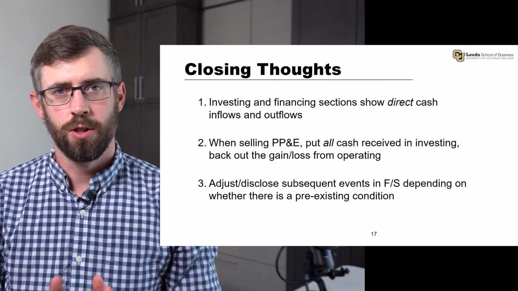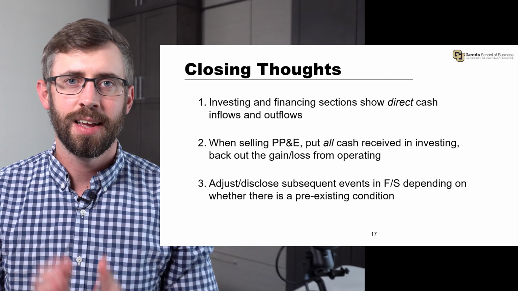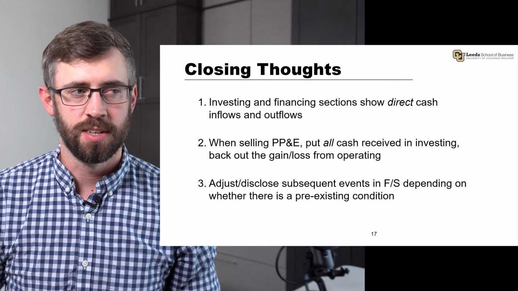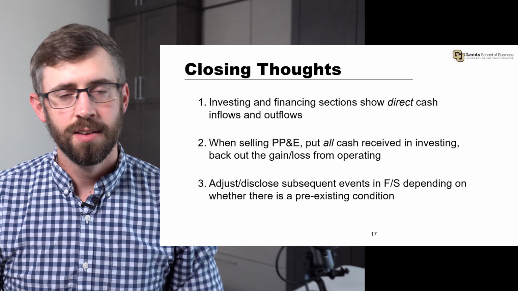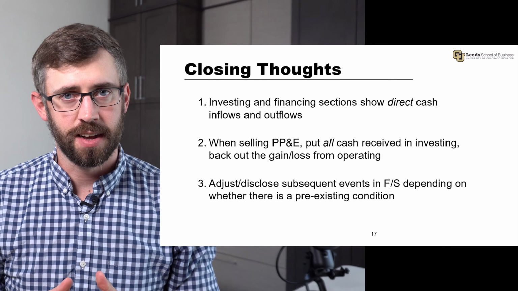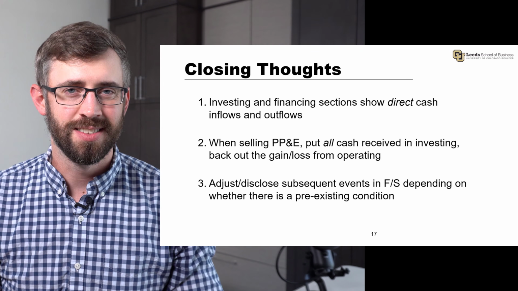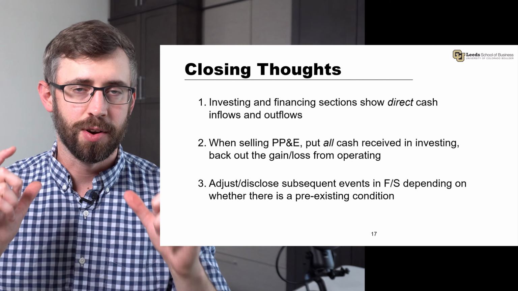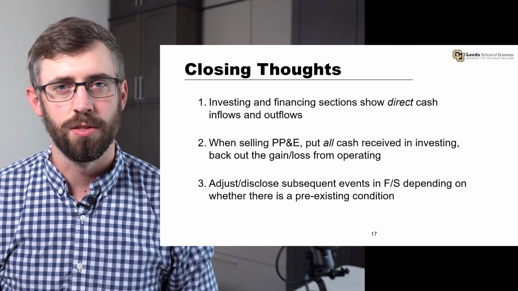So, quick closing thoughts. The investing and financing sections are direct method cash flow statements. So that means we show the cash we pay and the cash we receive. Now, when we buy and sell PP&E, we record the cash outflow in investing and the cash inflow from the sale in investing. But we're always going to reverse out the depreciation expense and any gain or loss on the sale from net income up in the operating section of the cash flow statement. So those we're going to take out. We're going to call those non-cash.